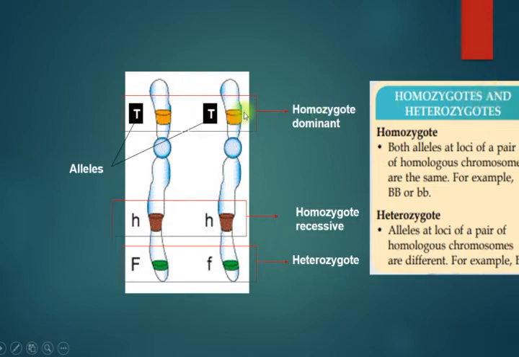Homozygote occurs when both of the alleles at the locus are the same allele, whether dominant or recessive. If dominant alleles, we call it homozygote dominant. If recessive alleles, we call it homozygote recessive. If there are different alleles at the same locus, we call it heterozygote. Alright?